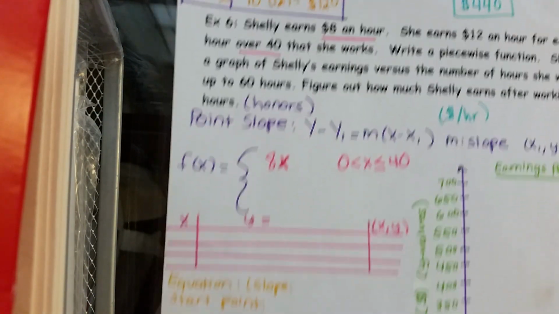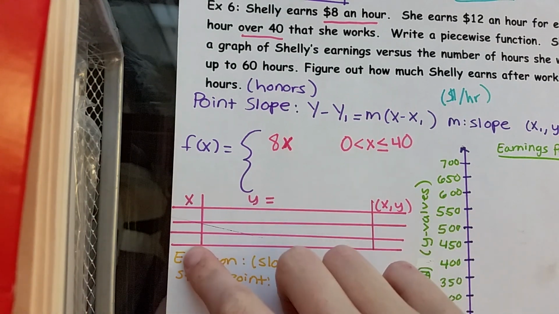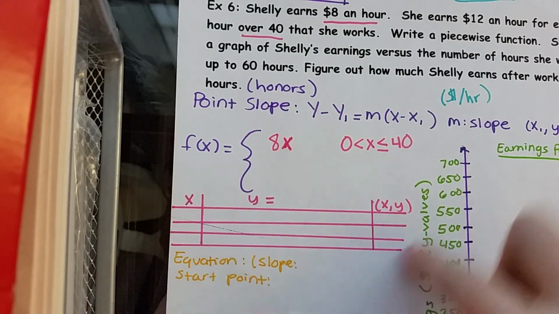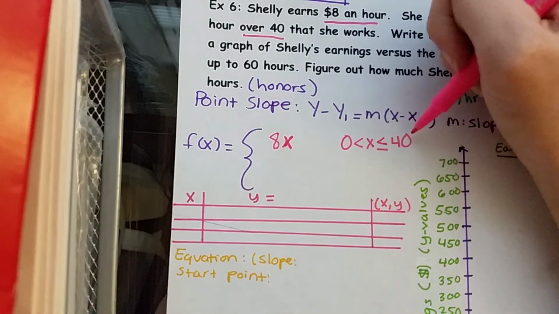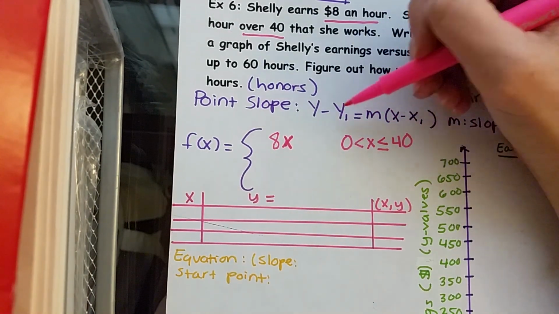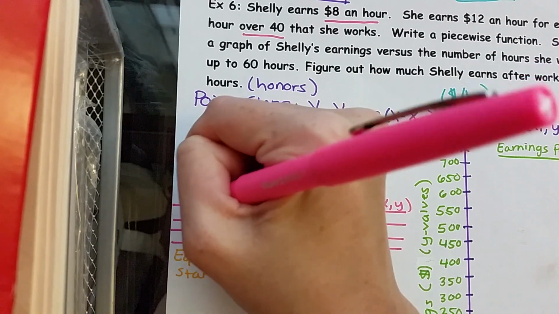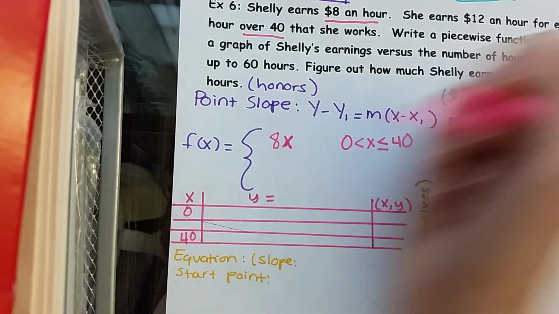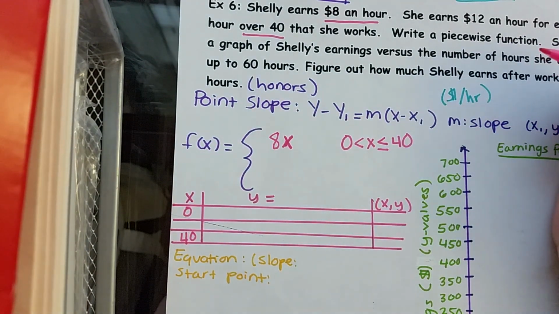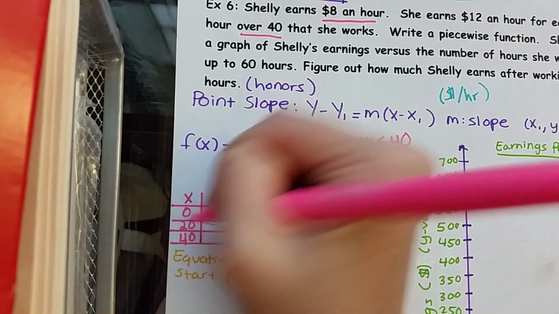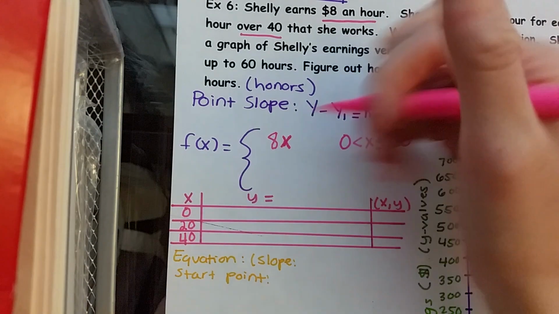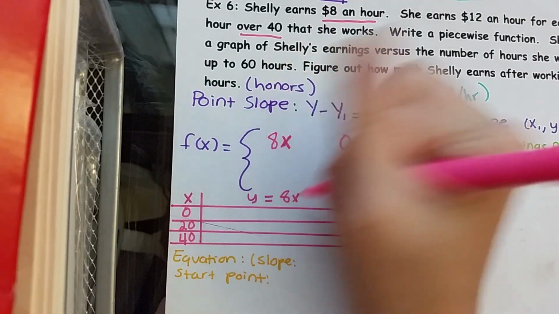So, like we did before, we're going to fill in our x values, solve for y, get our wonderful points, and graph them. Remember, we have to pick the numbers in our interval first. So we're definitely going to use a 0 and a 40, our start point and our end point. And then we're going to pick a number in between, which, I don't know, a good number is 20, why not? Okay, so our equation is 8x.